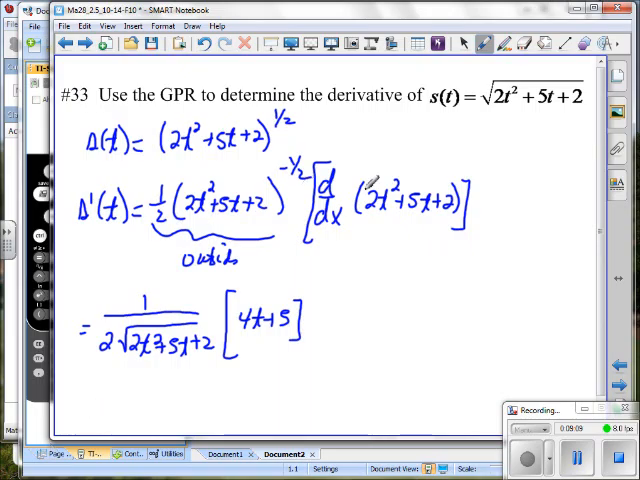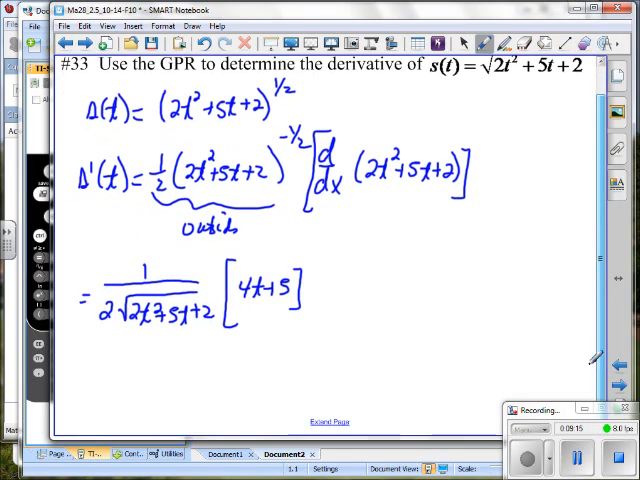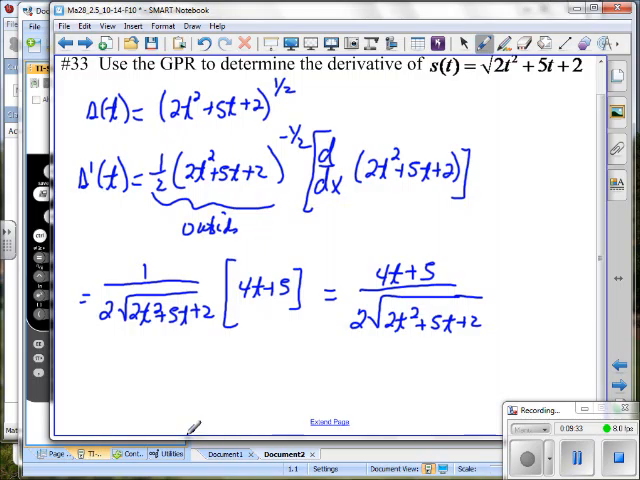Now I've asked you to show me the derivative, take the derivative, and then show me at least 2 more algebra steps. Some of these problems, there's not going to be 2 more algebra steps to take. 4t plus 5 divided by 2 times the square root of that is just about as far as I think we need to go with this. Some problems there'll be more to do. Others, I always want a positive exponent. Yeah, always give me positive exponents.